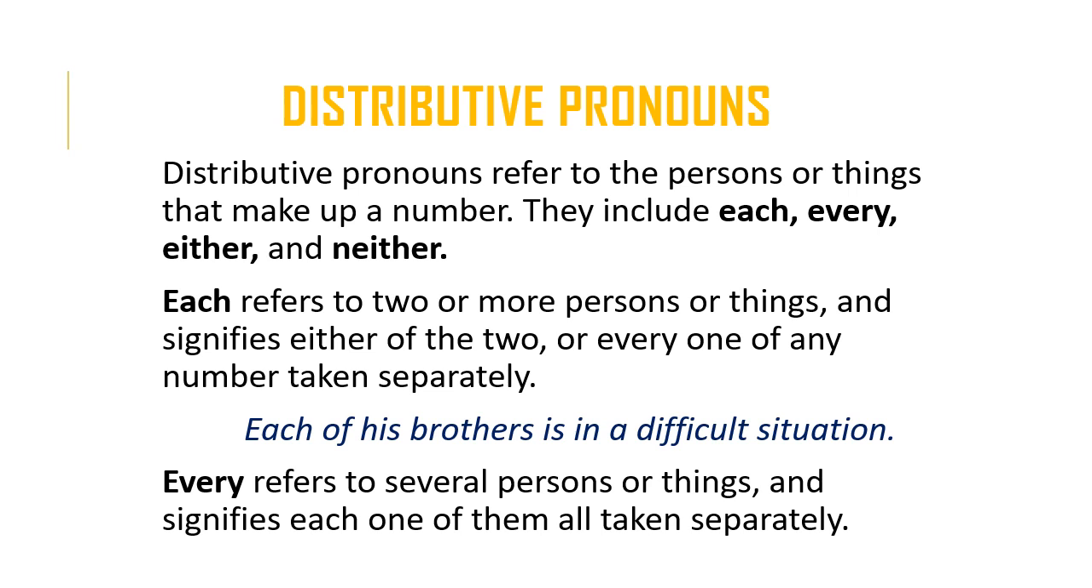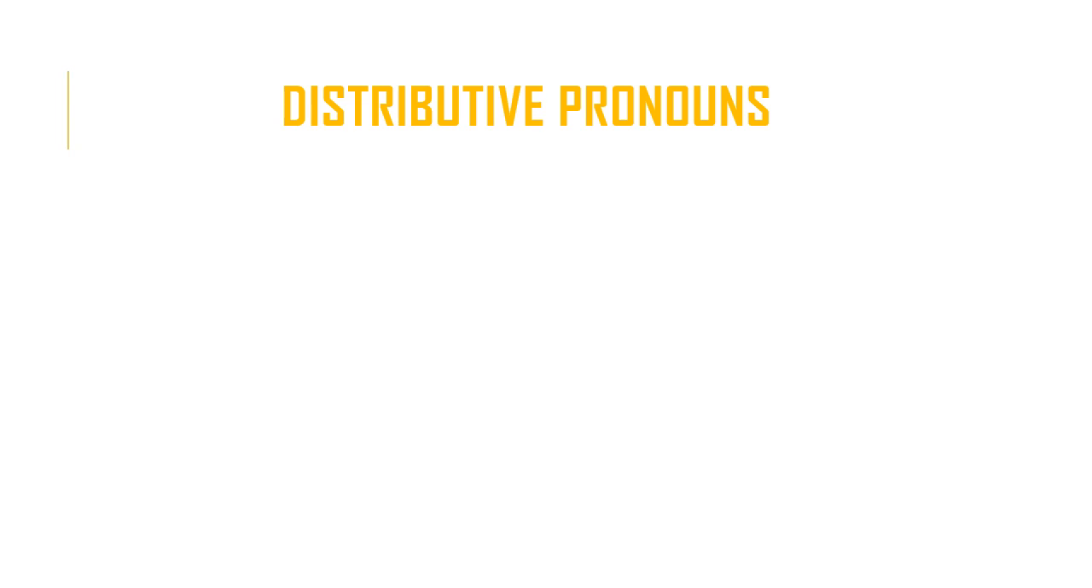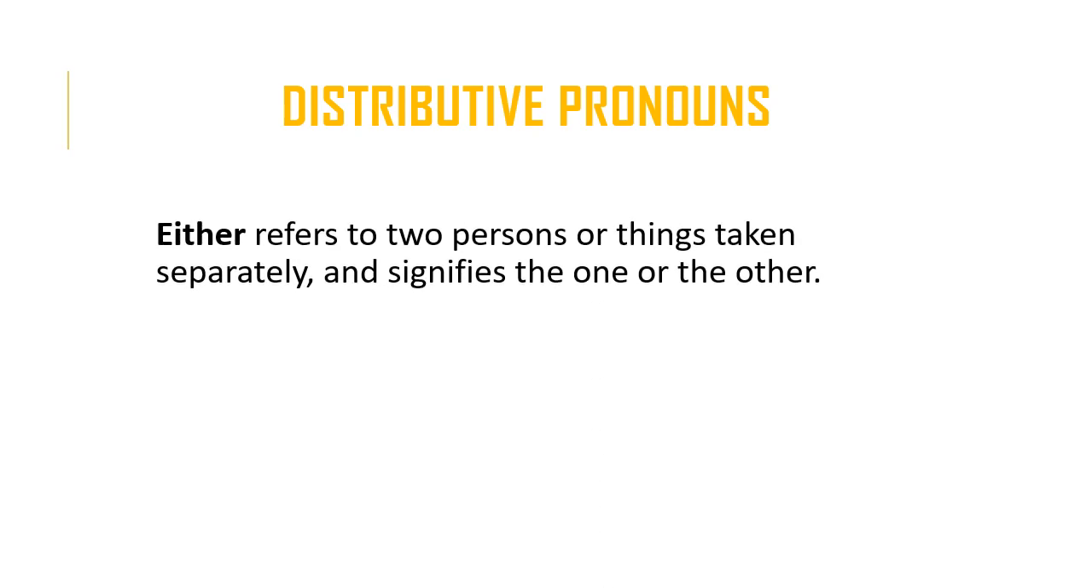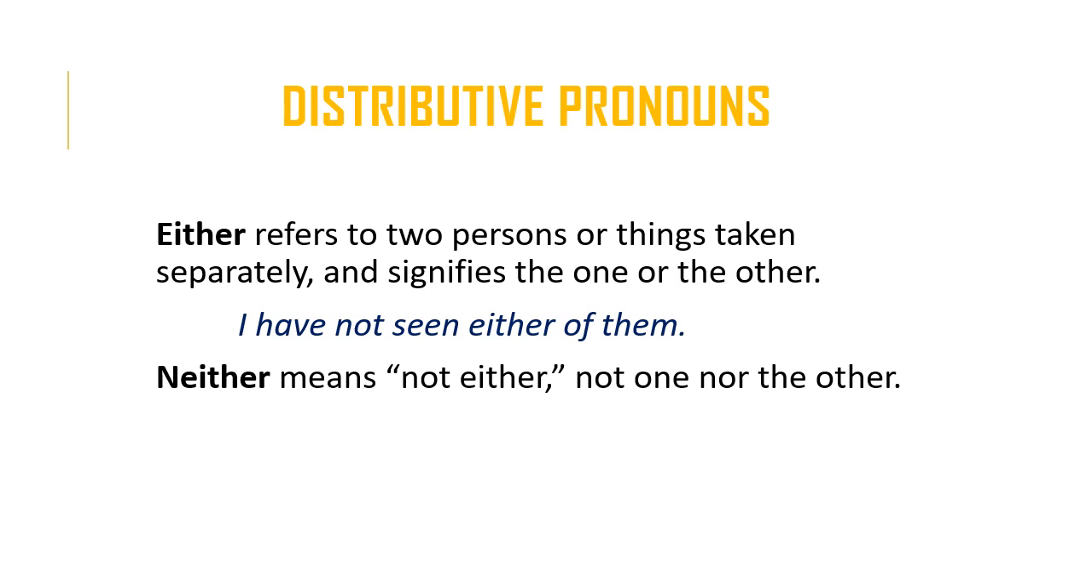Every refers to several persons or things and signifies each one of them, all taken separately. Every man must account for himself. Again, every is singular, so the verb is going to be singular. Either refers to two persons or things taken separately and signifies the one or the other. So, I have not seen either of them. So I haven't seen John, nor have I seen Bob, for example. Neither means not either, not one nor the other. I have seen neither of them.